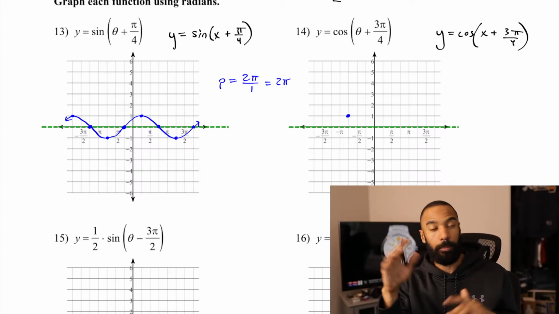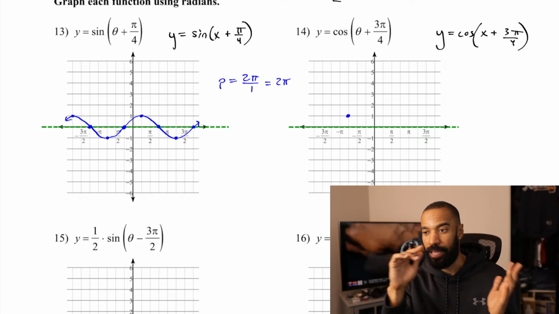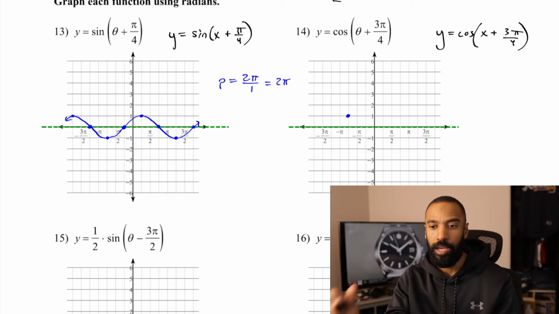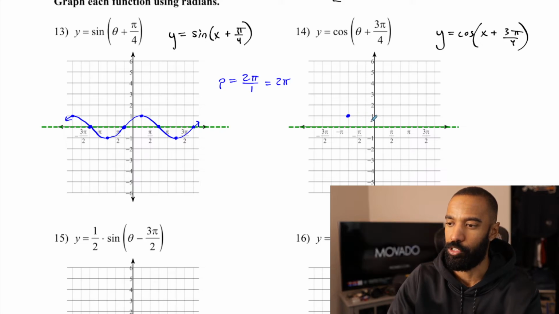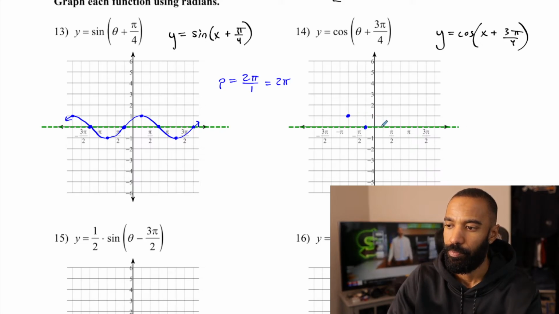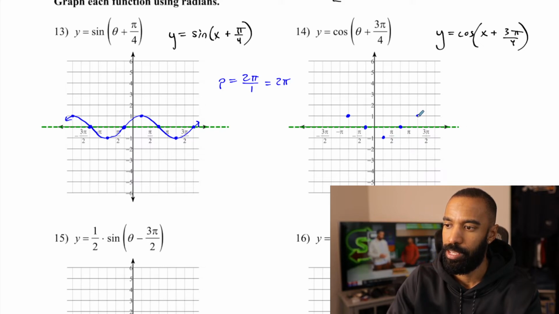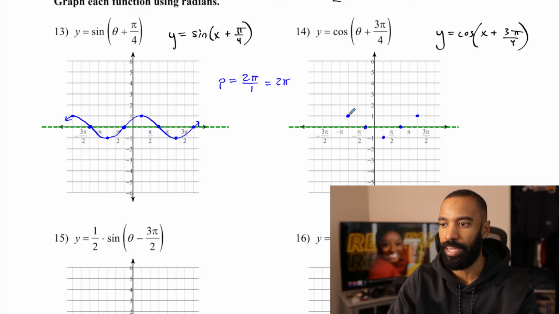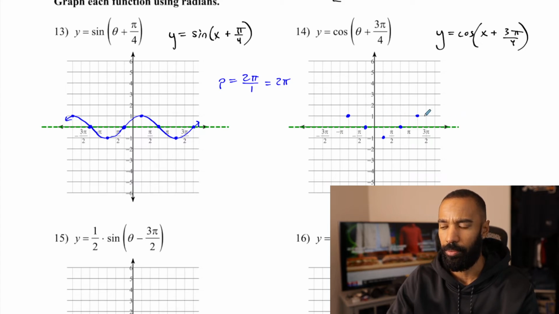The frequency is 1, so the period is 2 pi again, so there's no change in that. So every pi over 2 units, I will be plotting another point right here. So pi over 2, and we'll hit the midline. Pi over 2, we'll be hitting the trough. Pi over 2 back to the midline. Peak. There's a complete cycle of 2 pi radians right there.